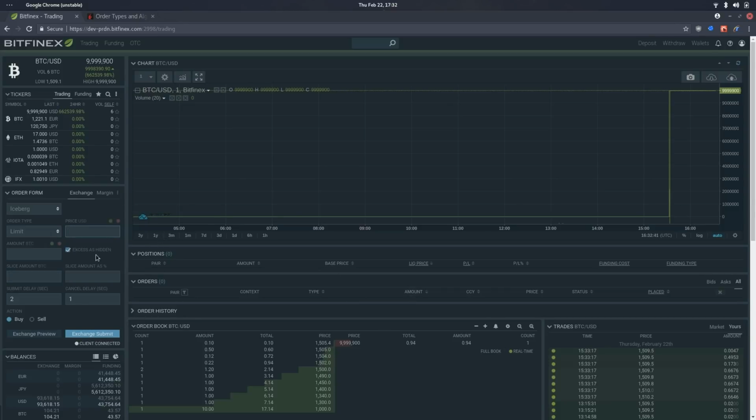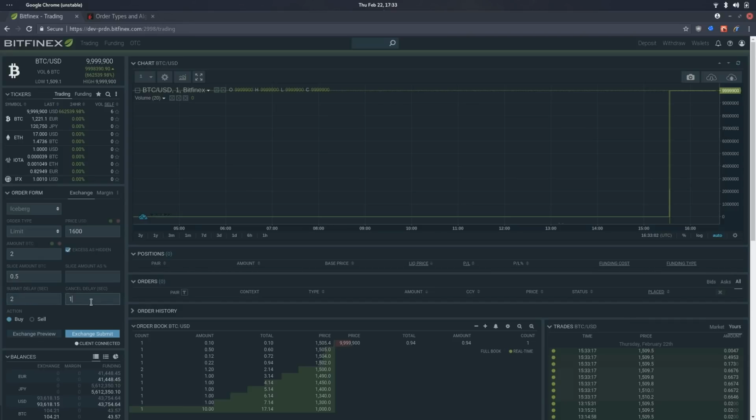But for example, let's say that we wanted to sell Bitcoin from 1600, and we want to sell two Bitcoins, but we want to do it 0.5 Bitcoins at a time. So this means four slices. The slice amount can also be specified as a percentage. And then there's a submit and cancel delay, which I won't go into now.